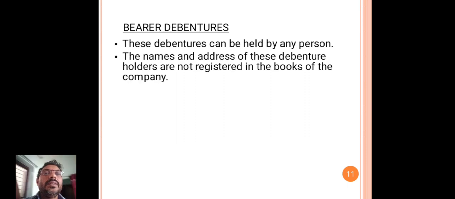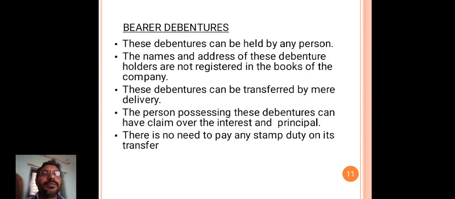Then another one is bearer debentures. These debentures can be held by any person. The names and addresses of these debenture holders are not registered in the books of the company.